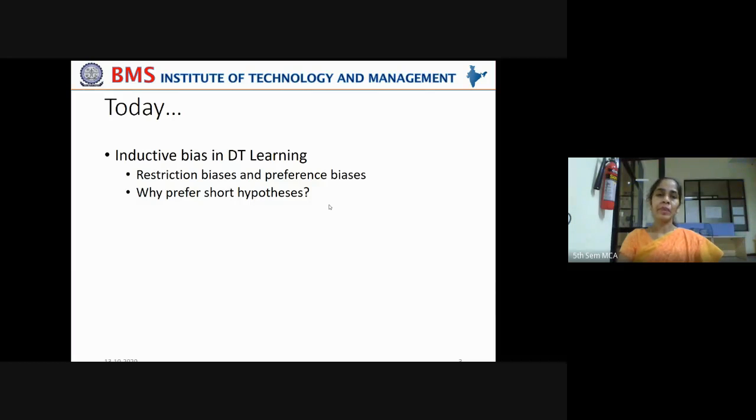So it is not wrong to make some assumptions or have an inductive bias while learning about the training examples. Now, in today's class, along with the inductive bias we learned in the previous session, that shorter trees are preferred over longer or complex trees, and the statistical measure used to select the shorter trees is information gain. These two are the assumptions we learned in the previous session for the decision tree algorithm. Under that, let us further see what restriction bias is and what preference bias is.